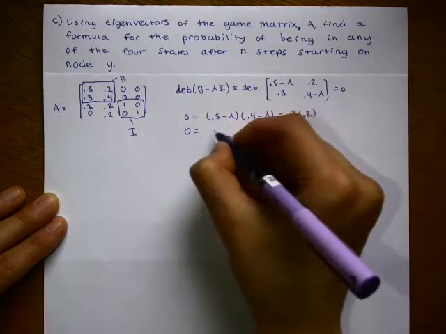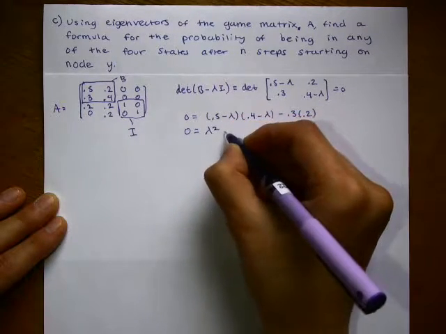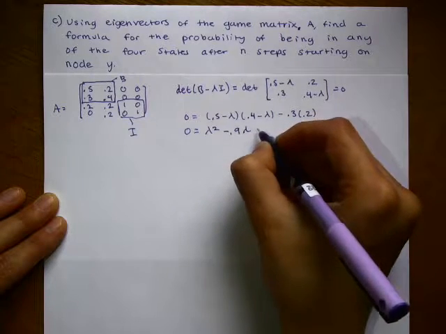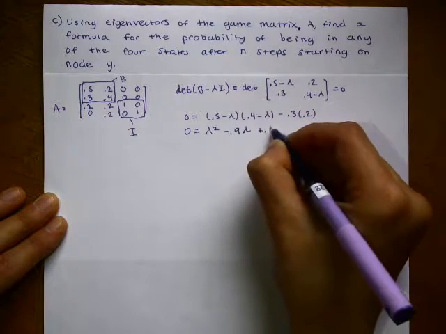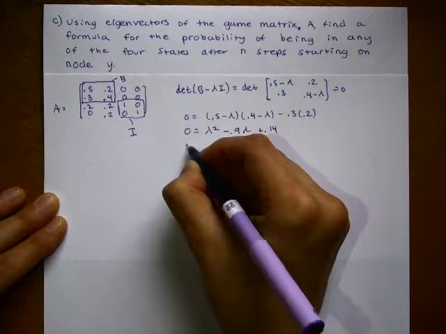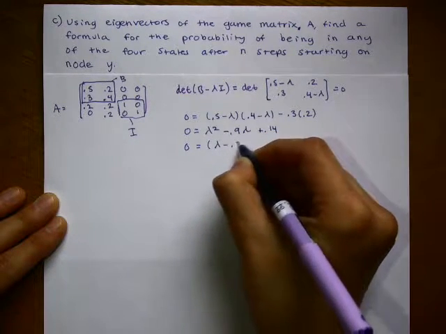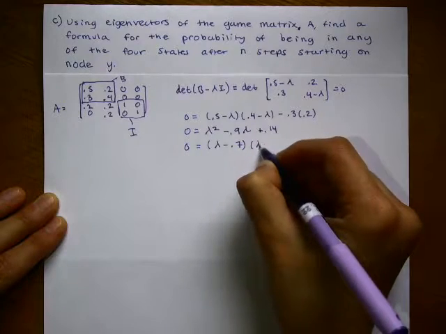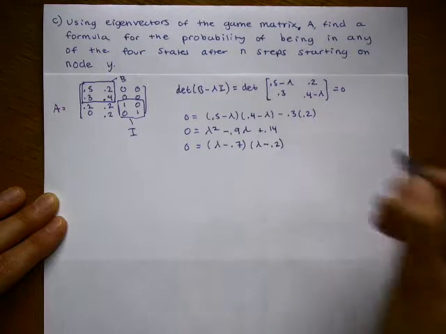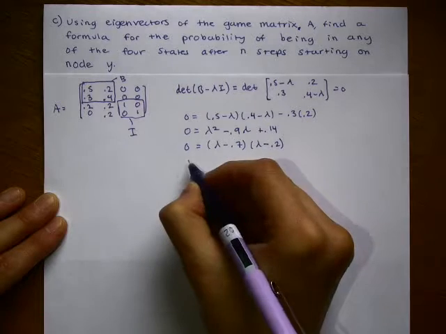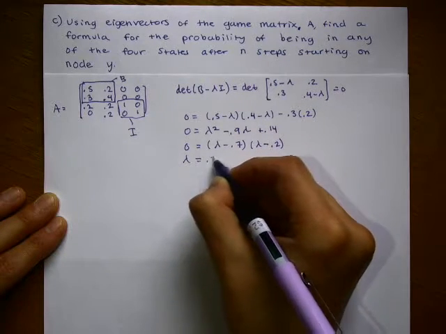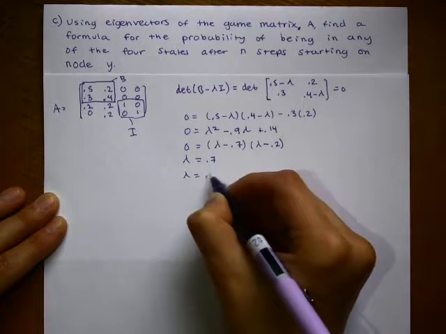If you work that out, it ends up being lambda squared minus 0.9 lambda plus 0.14. If you factor that, you end up with this. So solving this equation gives you 2 eigenvalues. You get an eigenvalue of 0.7 and an eigenvalue of 0.2.